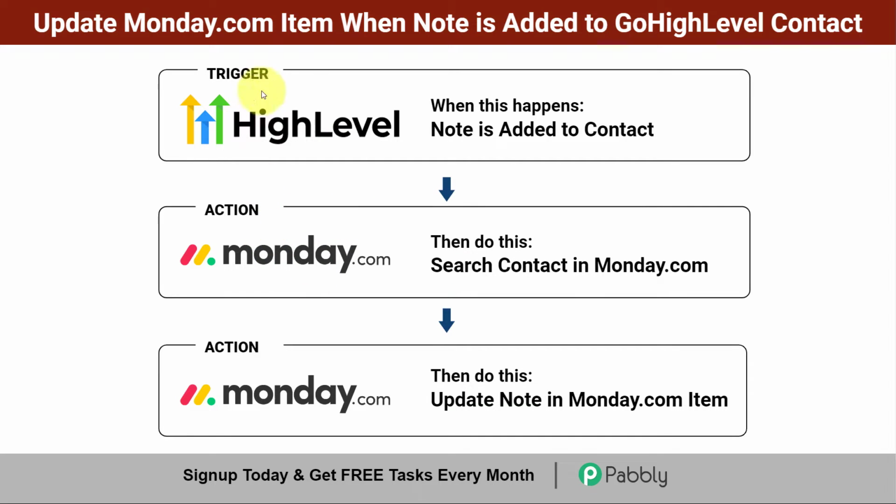Now to do that, we are going to integrate these applications with the help of an automation software. So what will happen whenever a note is added to GoHighLevel? Firstly, our automation will search for the same contact in monday.com, and if it finds that contact, it is going to immediately update a note in the item on monday.com.